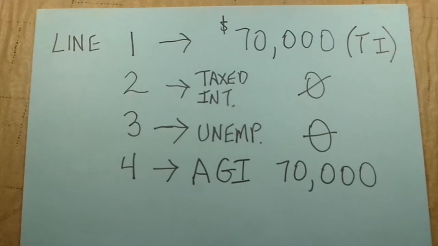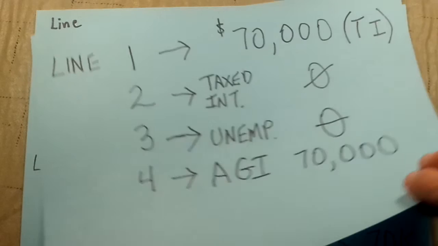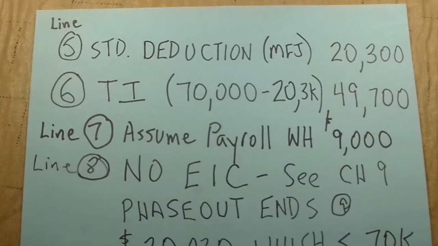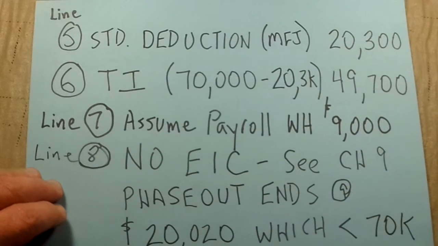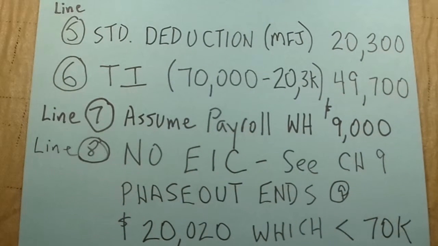Taxable interest is 0. Unemployment compensation is 0. And therefore, there are no adjustments to income, and so the adjusted gross income is $70,000. The standard deduction is $20,300, $10,150 for each taxpayer.